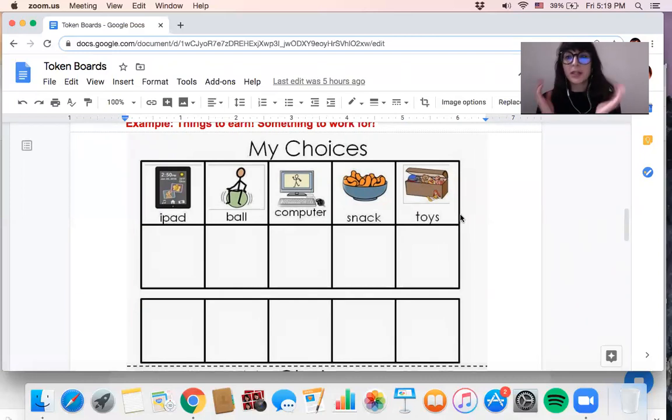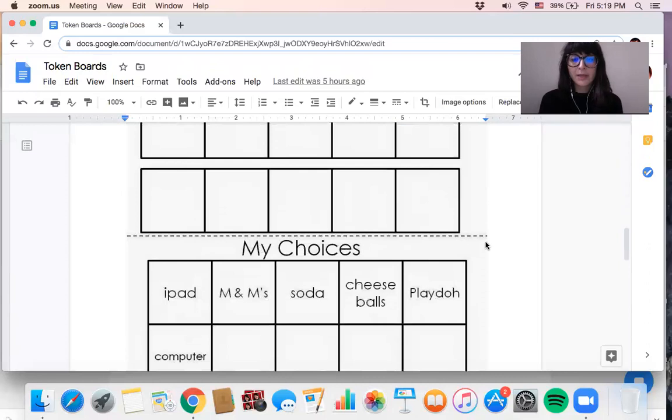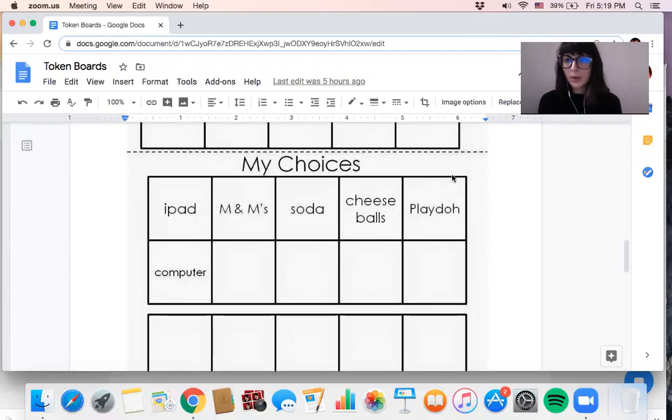It should be something that you have readily available at home that you can immediately give them after completing all of their tasks. It can be anything from their favorite snack or their favorite toy to an activity or an iPad, for example. If you don't have visuals, it's also perfectly okay to just write down their choices for things they can earn, like Play-Doh or soda.